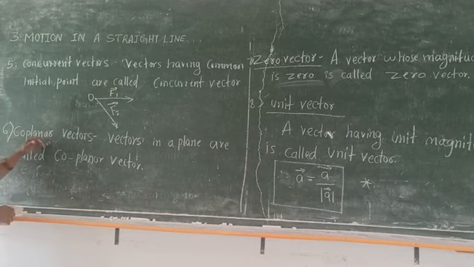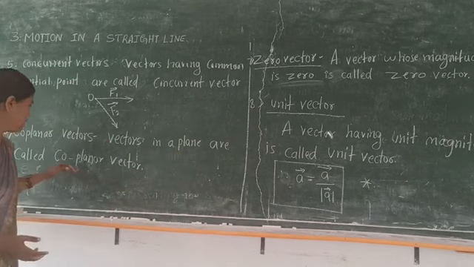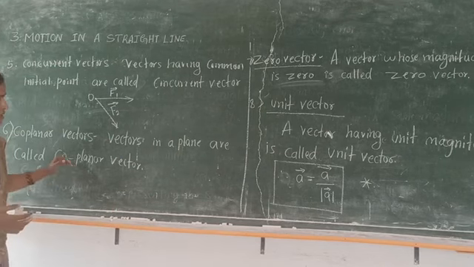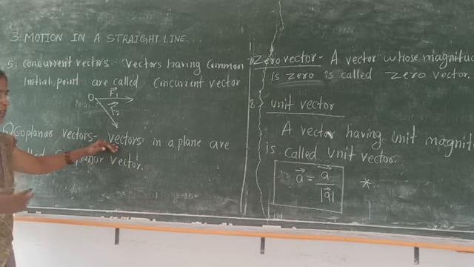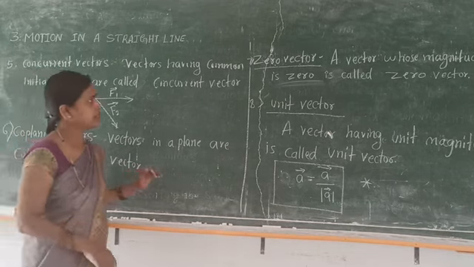Sixth one is coplanar vectors. Vectors in a plane are called coplanar vectors. So vectors lying in a plane are called coplanar vectors.